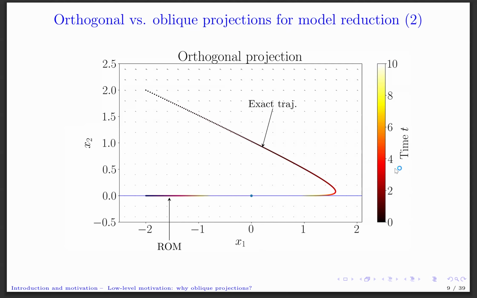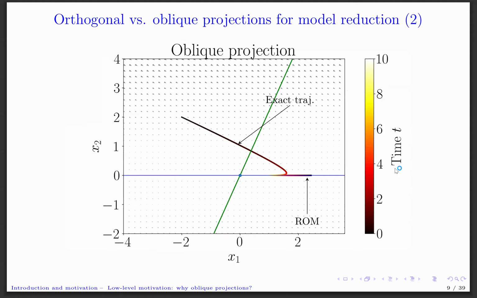This is terrible, right? We see that for this initial condition, the exact trajectory approaches the origin from the right, but the ROM approaches it from the left. So at all times, the error with the exact trajectory is huge. If instead we project obliquely, we get a much better reduced order model.